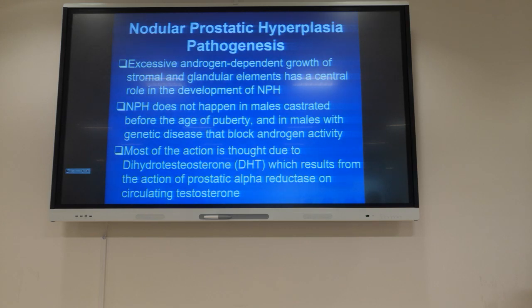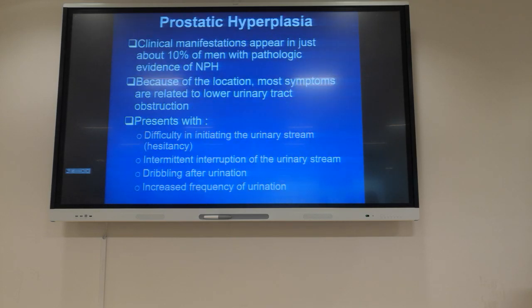BPH does not happen in castrated men before the age of puberty, and also it does not happen in genetic diseases that block androgen activity. So both pieces of evidence are very important to keep in mind: in those men, BPH does not happen. Why? Because there is no androgen in those men. Now, most of the action is still due to the DHT, and you know where the DHT is coming from, as we talked a minute ago.